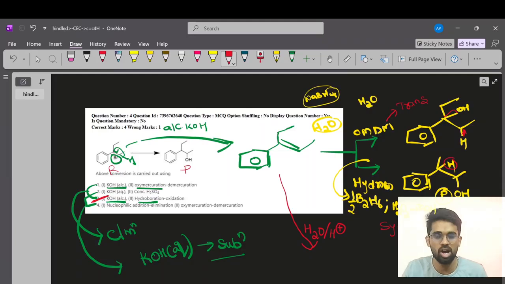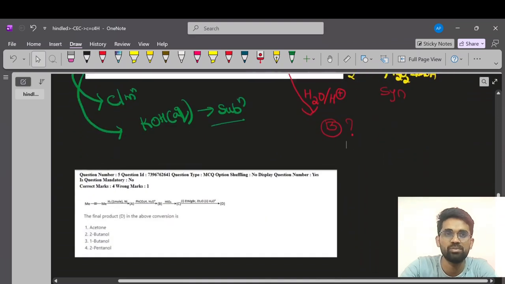Please mention the IUPAC name or the exact product. Somehow you tell me the options. Feel free to express your answer even if it's wrong. No issues, we'll discuss in the chat box. So tell me what is this product B formed in the reaction. Just mention the question number and give me your answer in the comment box. Right, let's move forward with one more question.